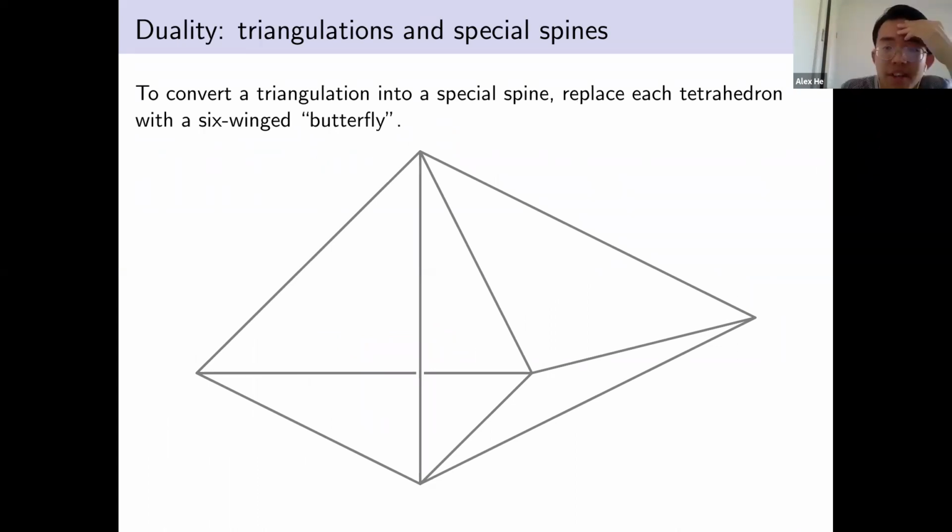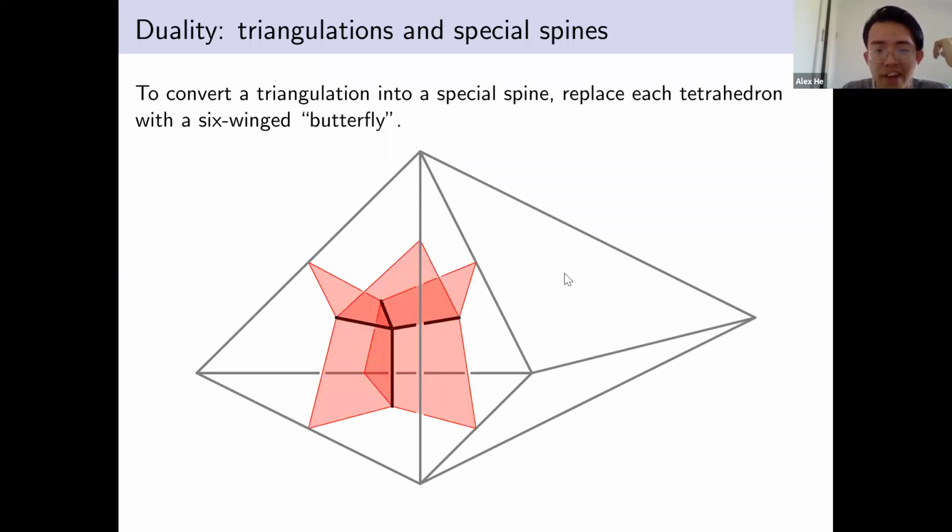So here's just a model of two tetrahedra that are glued together. And the idea is you replace each tetrahedron with this thing, right? Which Matveyev calls a butterfly. And he remarks that it's a very strange butterfly because it has 6 wings. So it's not really a butterfly. But anyway, Matveyev calls it a butterfly.